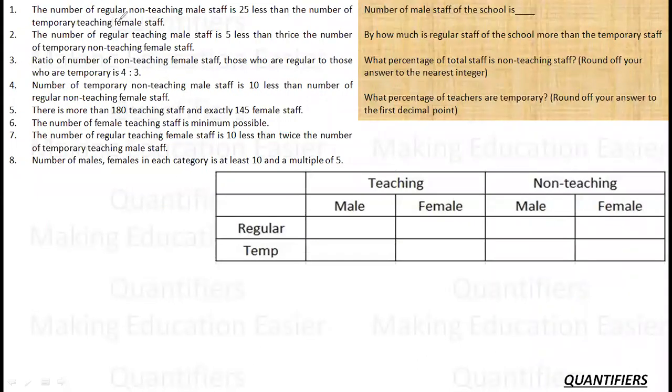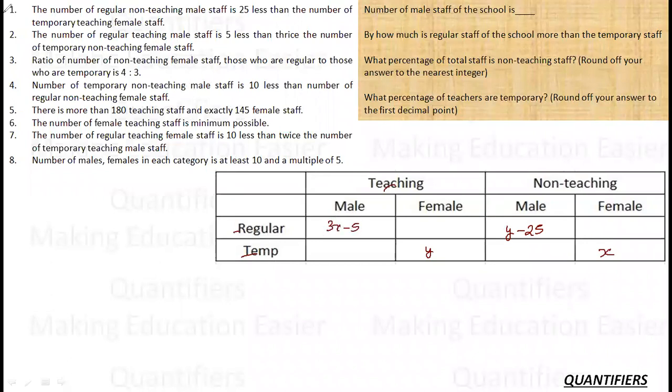First point, the number of regular non-teaching male staff is 25 less than the number of temporary teaching female staff. So if this is Y, then this is Y minus 25. First point sorted. Second, the number of regular teaching male staff is 5 less than thrice the number of temporary non-teaching female staff. So if this is X, this is 3X minus 5.